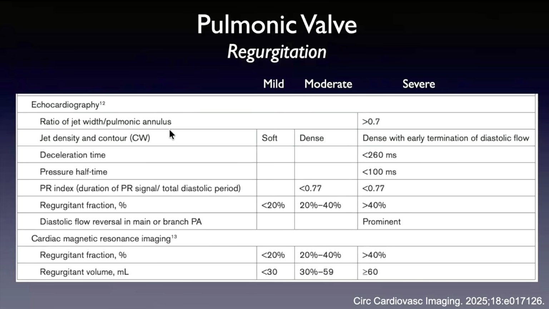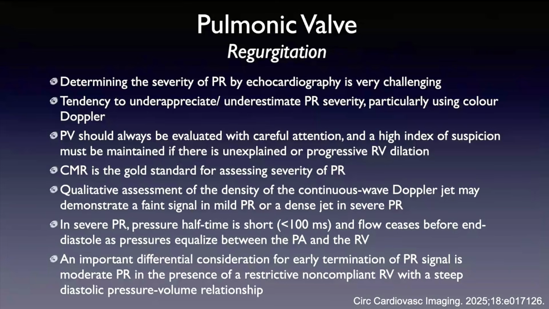Very, very similar. You can see the similarity between assessing the severity of pulmonic regurgitation with that of aortic regurgitation. So here, the jet width ratio to the pulmonic annulus is very similar to the aortic regurgitation jet height to aortic annulus for the aortic valve. So severe is greater than 0.7. If you do continuous wave Doppler across that pulmonic regurgitation, there's a soft, non-dense jet for mild, a denser jet for moderate, and a dense jet for severe pulmonic regurgitation.